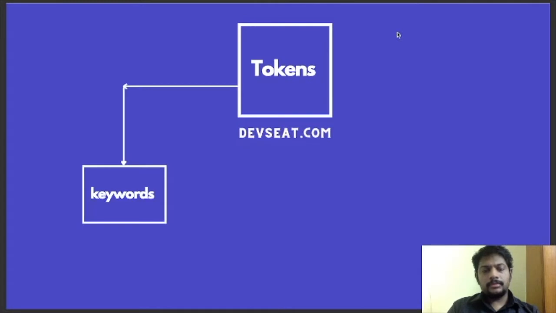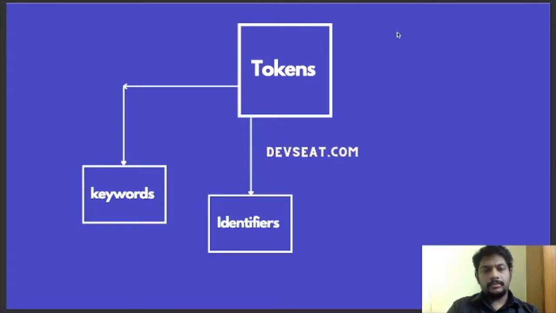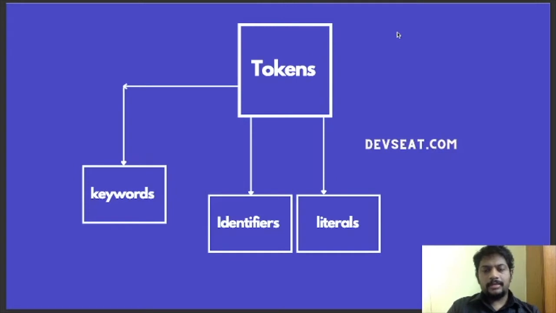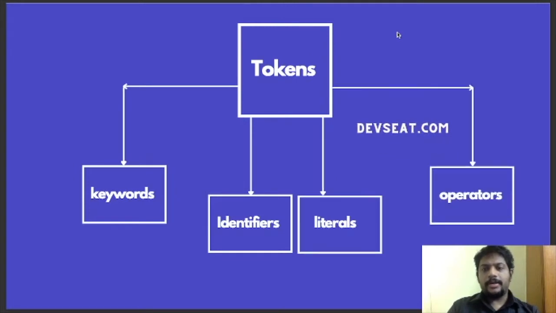They are keywords, identifiers, literals, operators. These are the four main types of tokens. So first we will talk about identifiers.